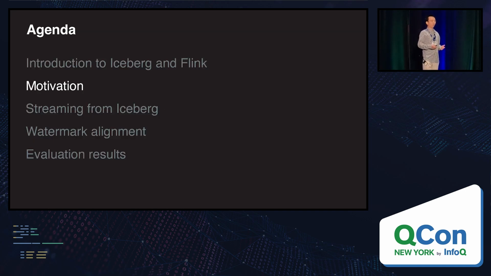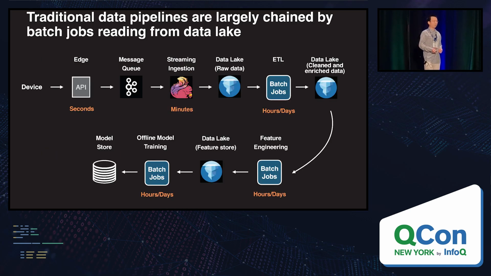Next, I'm going to explain why we're thinking about Iceberg as a streaming source. Here is the data pipeline you might be familiar with. Devices send the raw events to an edge API service, which will then ingest the raw data into a Kafka message queue. This ingest delay is typically very fast, like seconds or less. Then we have stream processing engines like Flink read data from Kafka and write raw events to a data lake like Iceberg.